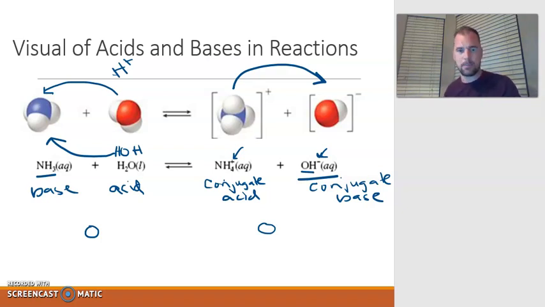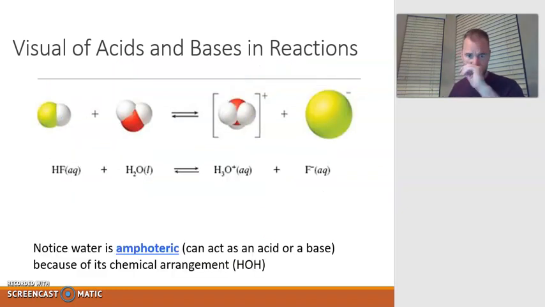Let's look at another example. Looking at these same ideas, this one is very similar to what we saw before. This time we're dropping HF, hydrofluoric acid, into water. And if you take a look at what's going on, first of all, you do have the reversible arrows, so it is a weak electrolyte because it's going to go back and forth.